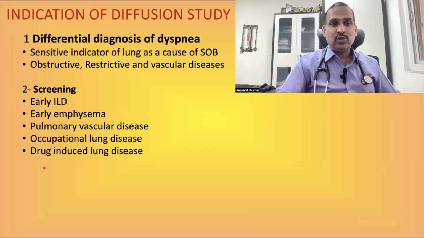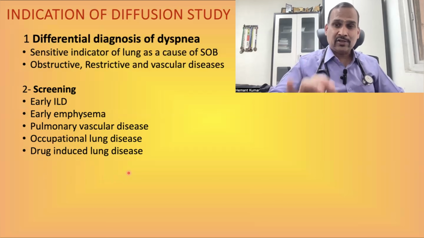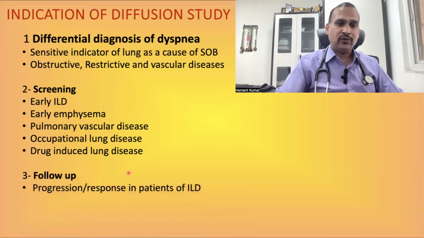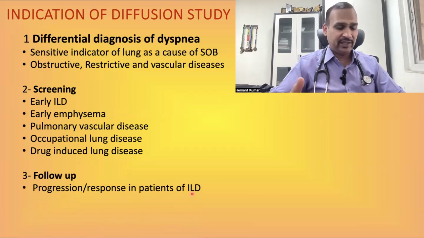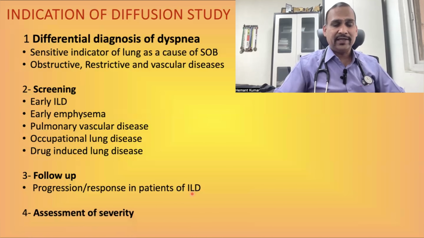So those patients who are on a chemotherapeutic agent which causes lung fibrosis, DLCO would be the test of choice to diagnose early lung fibrosis. Then follow-up, of course, in a patient with ILD. Once you start treatment, we have to see the progression or regression later on, at 3 months, 6 months, 9 months. So progression or response in ILD.